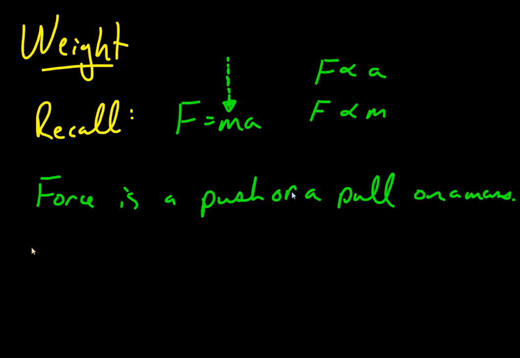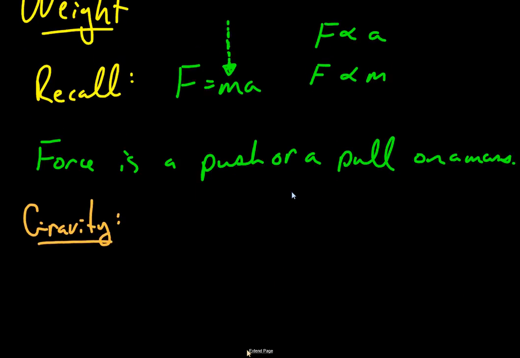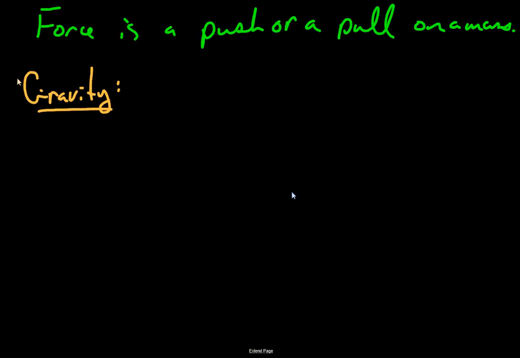Last time we talked about the four fundamental forces of nature. Today we want to talk about a specific one, and that is gravity. And we want to talk about gravity on the surface of Earth. Later we'll learn about universal gravitation, but for now we're just going to talk about the surface of Earth and what happens with objects on it.